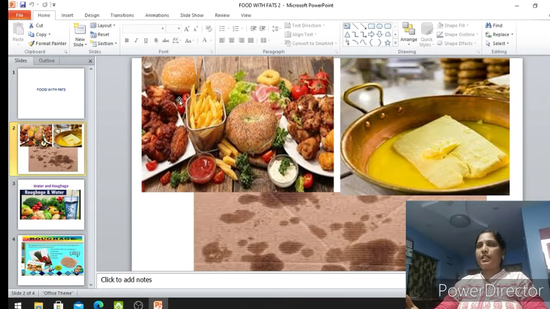So all these food items which are deep fried, mostly like all your junk foods, chicken 45, 65, gobi manchuria, burgers, french fries, all these food items, junk foods contain fats.